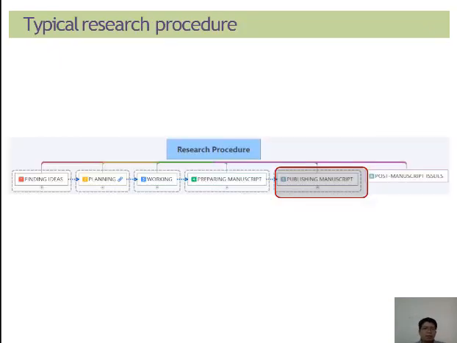This is a typical research procedure. Basically, it will start with finding ideas and planning how to conduct the research, then working on the research. After getting something, we have to prepare the manuscript and publish the manuscript, and we have to handle the post-manuscript issues. So in this course, we will be at the stage of publishing the manuscript. Okay.